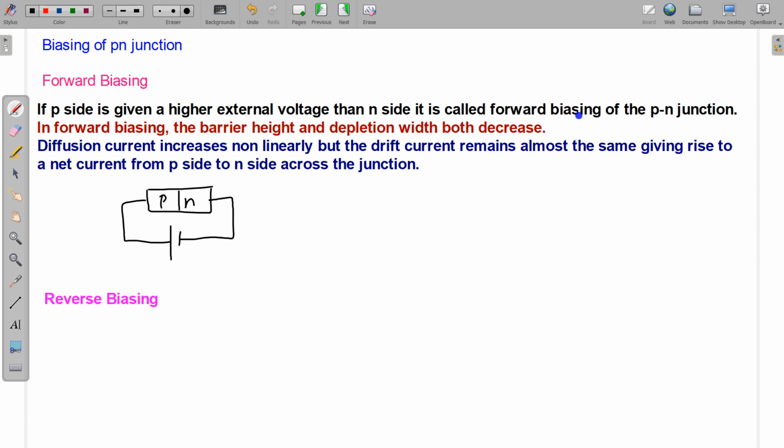It is forward biasing of the p-n junction. In forward biasing, the barrier height and depletion width both decrease. So barrier height, that means potential difference, is decreasing.